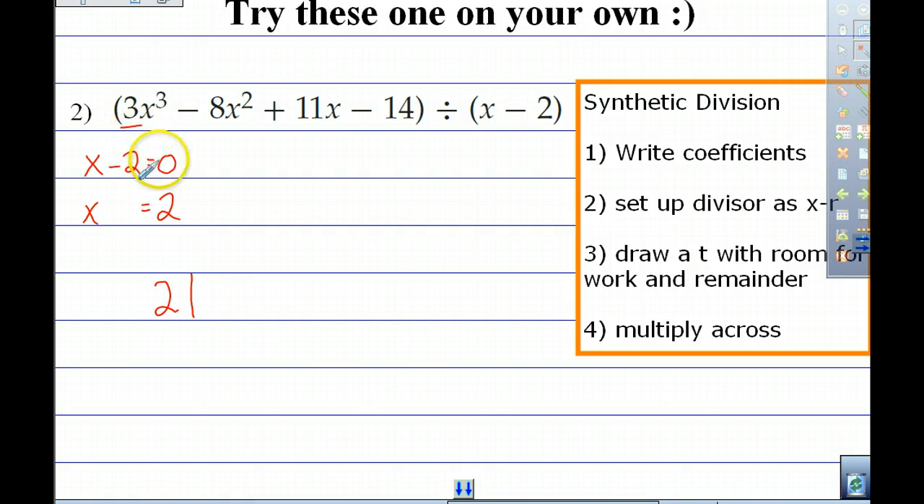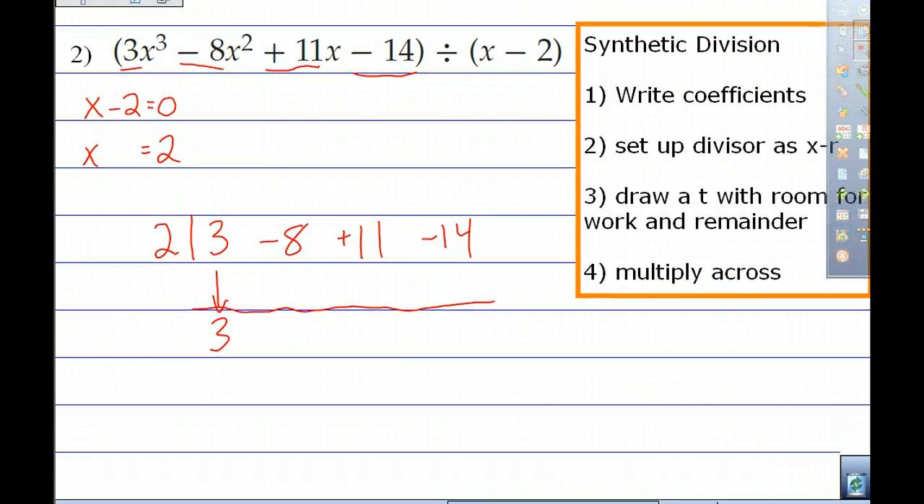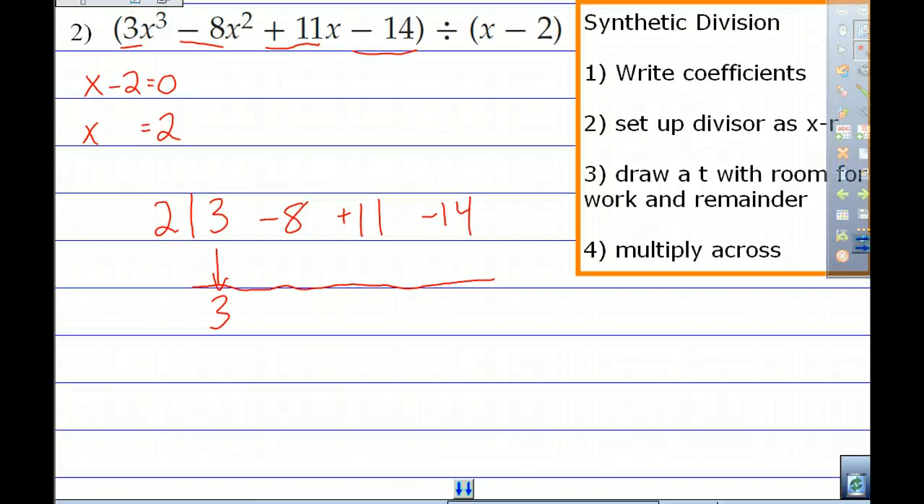So bring down the numbers. We have 3, -8, 11, and -14. And there's no variables missing. It goes from x to the third, x to the second, x to the 1, x to the 0, so we're not missing anything. Drop the first number. Okay, that's the initial part. Set it all up.